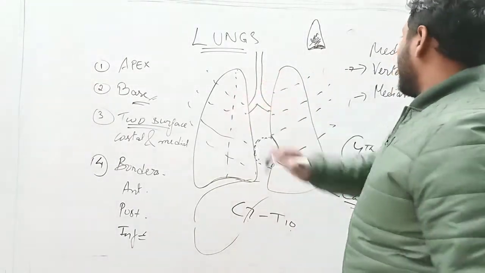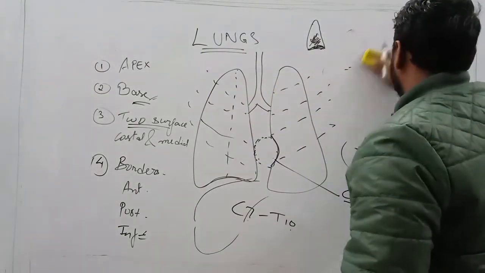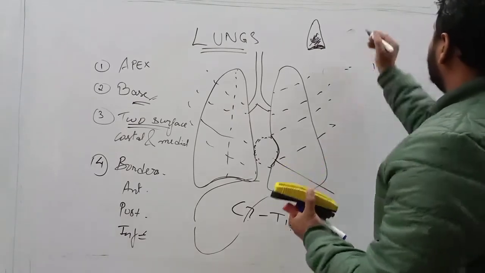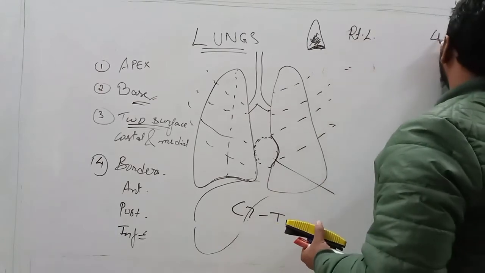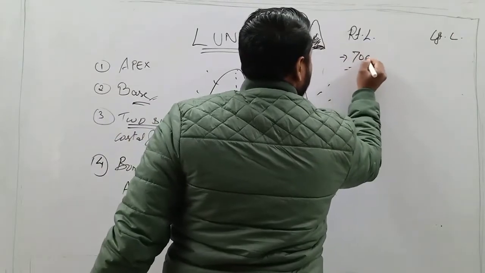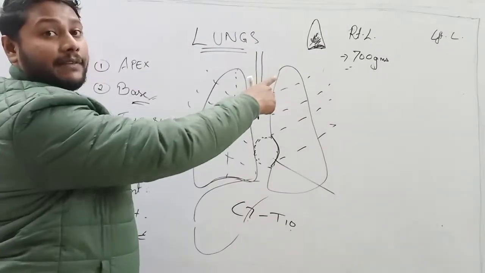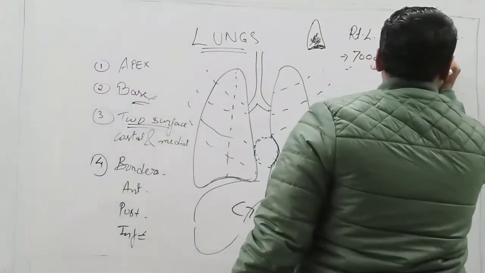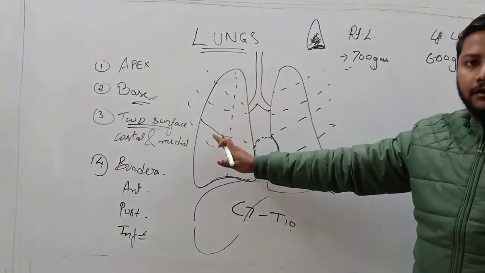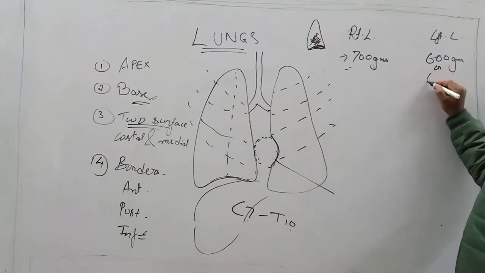If we talk about the basic differences between the right lung and the left lung: the right lung is approximately 700 grams in weight, whereas the left lung is 50 to 100 grams lesser than the right lung, which means it is approximately 600 or 650 grams.